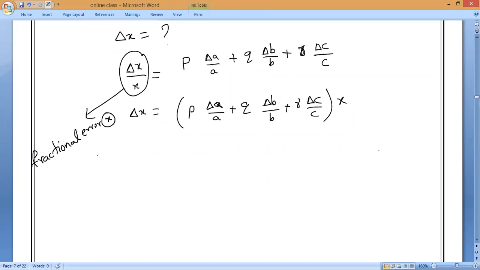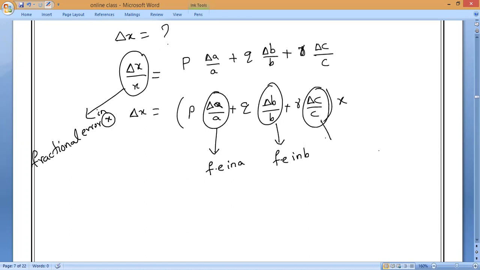Yes, sir. Same way, now tell me, delta a by a means what? Fractional error in where? Fractional error in A. Same way, delta B by B, what is that? Fractional error in B. Delta C by C, what is that? Fractional error in C. Are you clear, brothers?